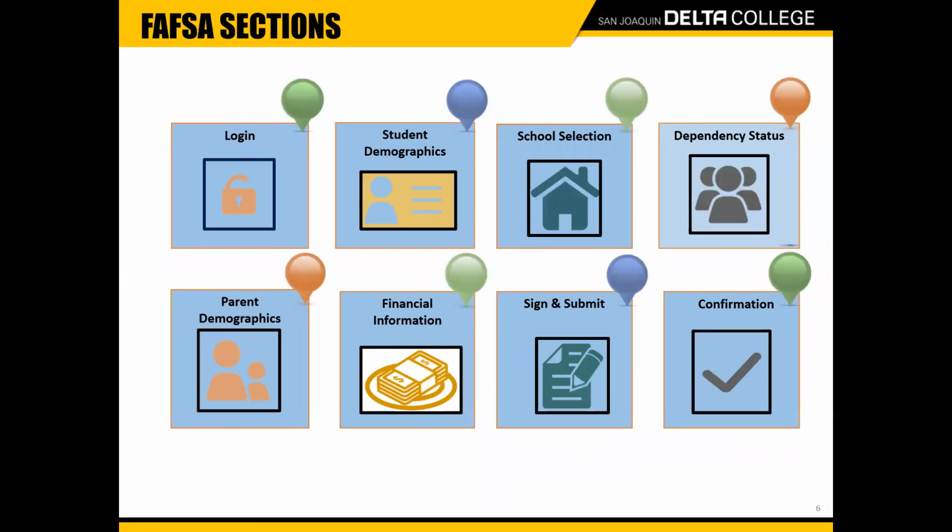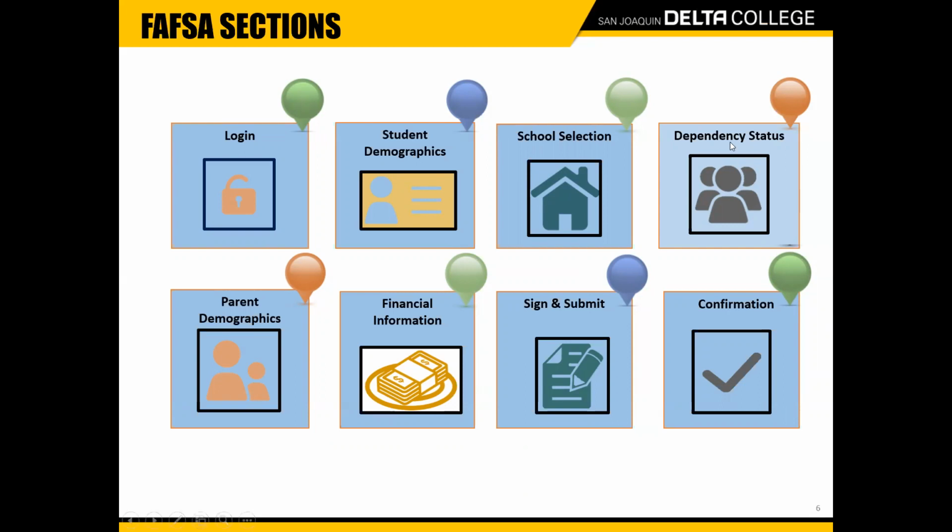But before we get to the application, I just want to give you a brief overview of what you can expect when you get to the application. So after you log in, it's going to ask you for some information about yourself. It's going to ask you to select the high school that you're graduating from or that you've graduated from. It's also going to ask you for the colleges that you're thinking about attending the following academic year.